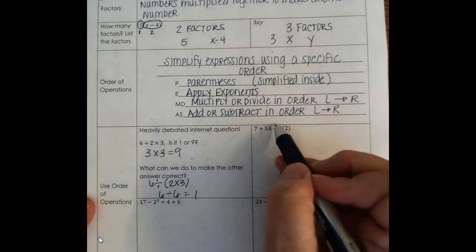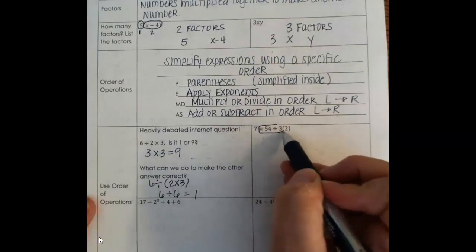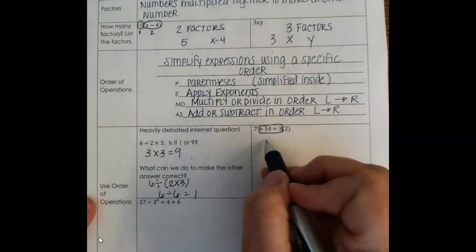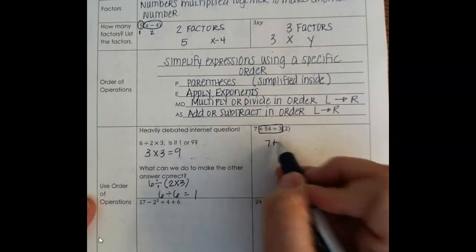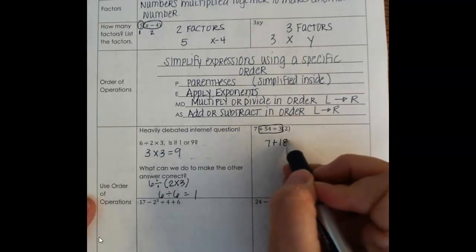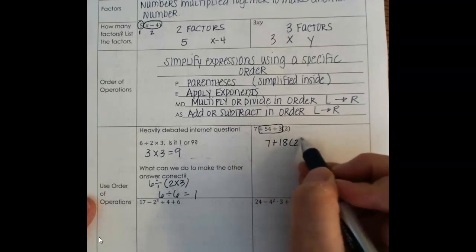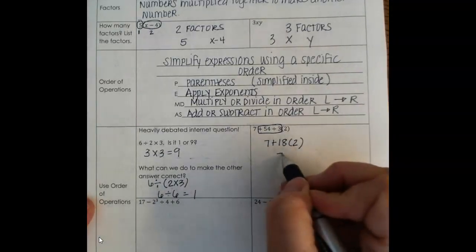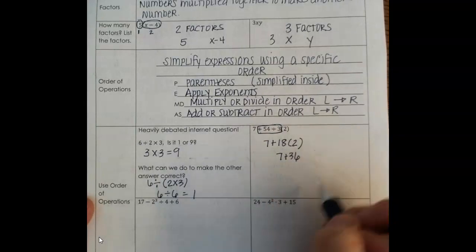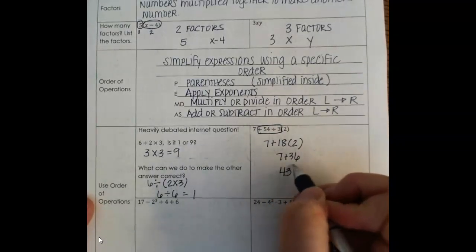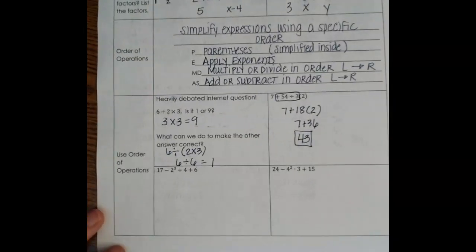So the first thing that we got to was this right here, the 54 divided by 3. So we have 7 plus 54 divided by 3 is 18, times 2. So we get 7 plus 36, which equals 43. You can check that on your calculator. You'll get the same thing.